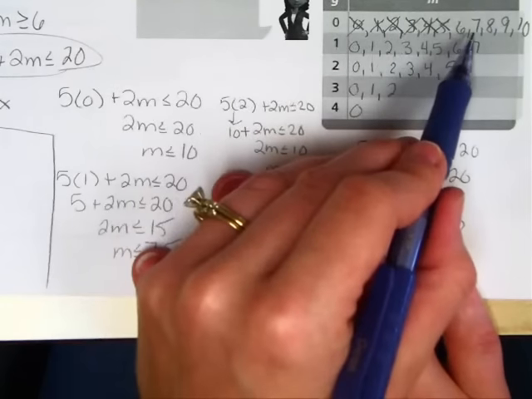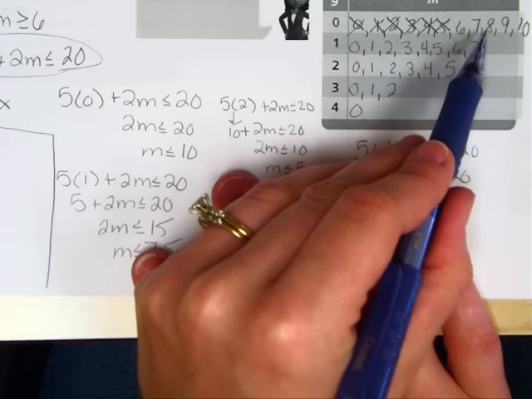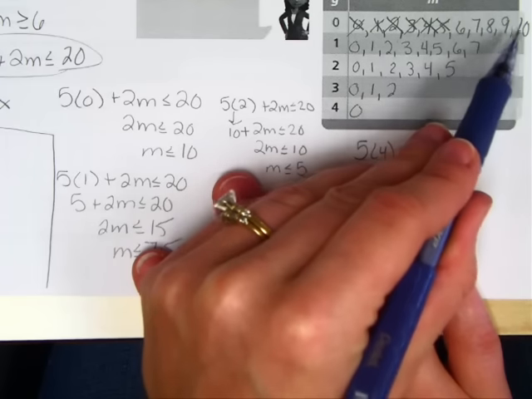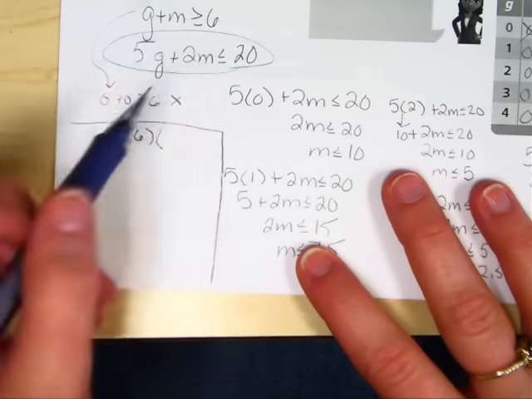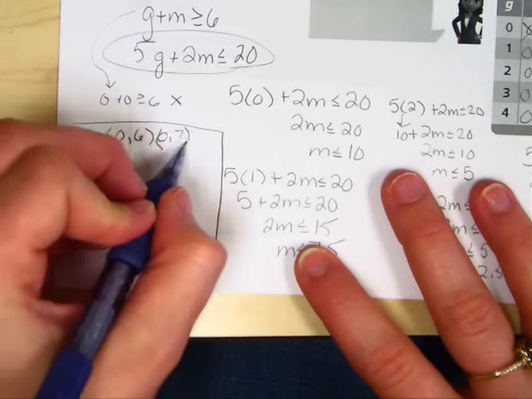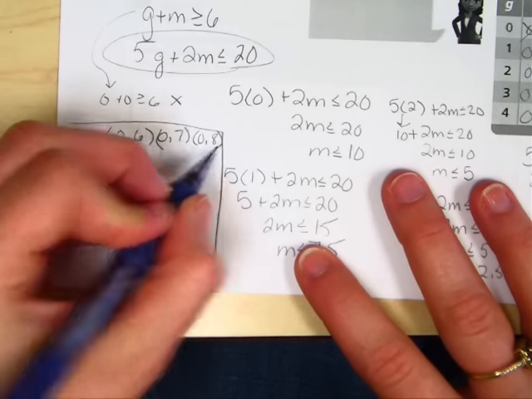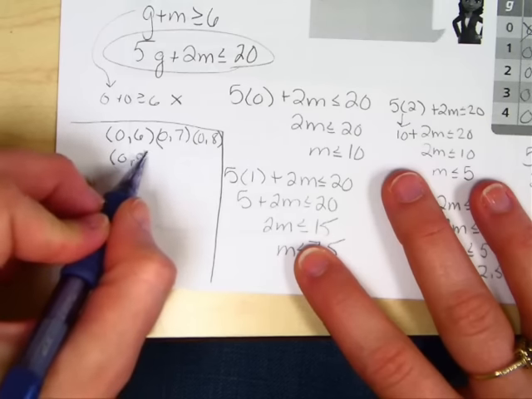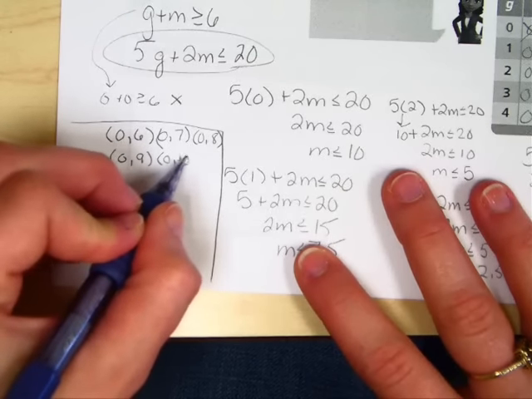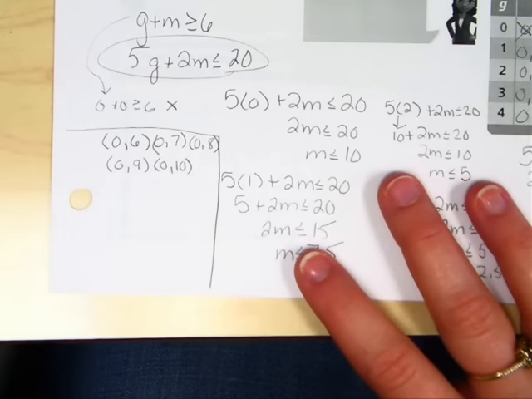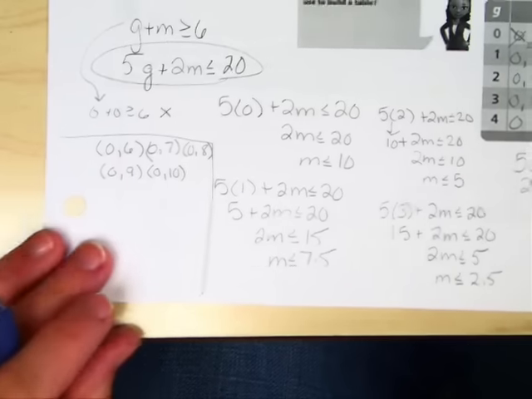After that, we go back to our chart. 0 plus 7, 0 plus 8, 0 plus 9, and 0 plus 10. All of those are greater than or equal to 6, so all of those are also answers. So we're going to write them all down as ordered pairs. Now that's just the first row. Go to the second row now.